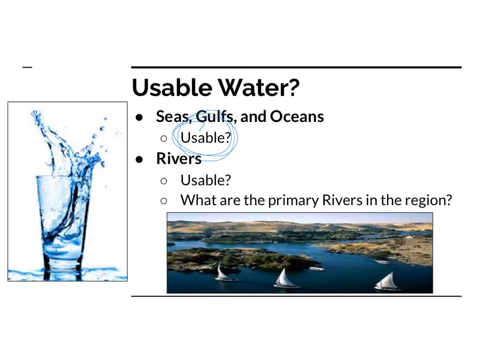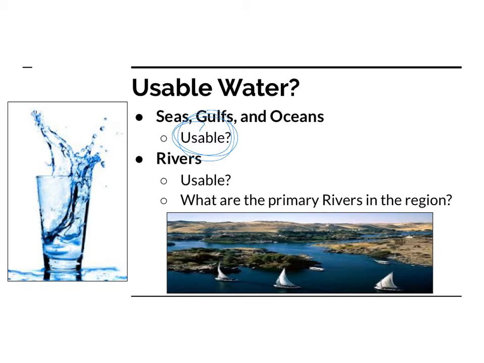Another water resource that we see and that we need to talk about is the rivers. What rivers do we find in this region? Again, go back to that map. That map is also loaded separately in the Canvas assignment, so you can access it there too, so you don't have to come back through the presentation.